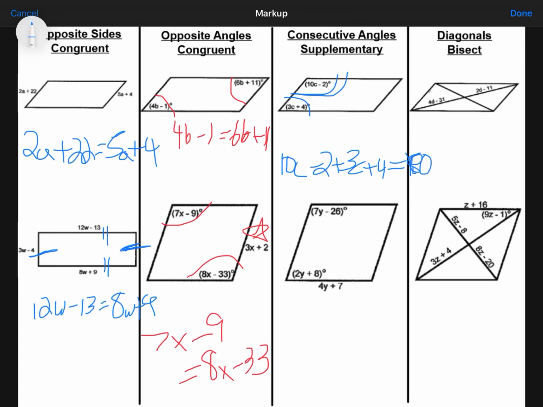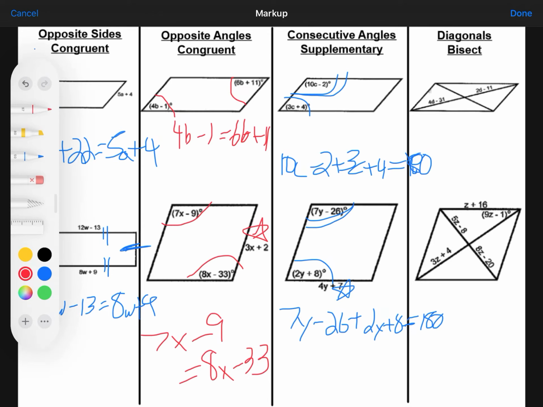Same thing if there is a more complicated looking picture. You take the two angles. Don't worry about that 4y plus 7. It's a side. It has nothing to do with angles. And the two angles add up to a total of 180.